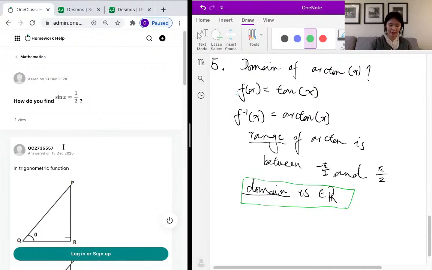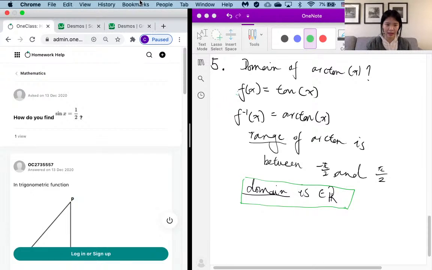Perfect. Now let's look at our next problem. Our next problem asks us about finding the value of sine of x.